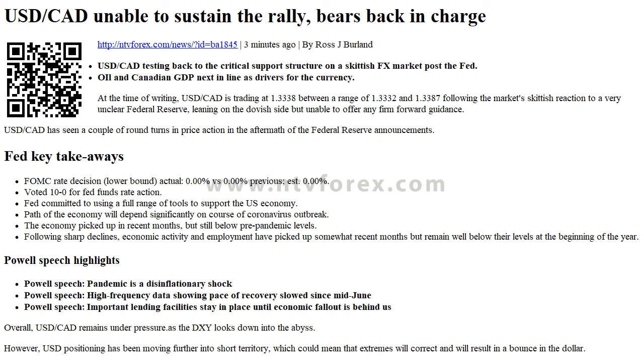FOMC rate decision lower bound actual 0.00% vs 0.00% previous, EST 0.00%. Voted 10-0 for Fed funds rate action. Fed committed to using a full range of tools to support the U.S. economy. Path of the economy will depend significantly on course of coronavirus outbreak. The economy picked up in recent months, but still below pre-pandemic levels. Following sharp declines, economic activity and employment have picked up somewhat in recent months but remain well below their levels at the beginning of the year.